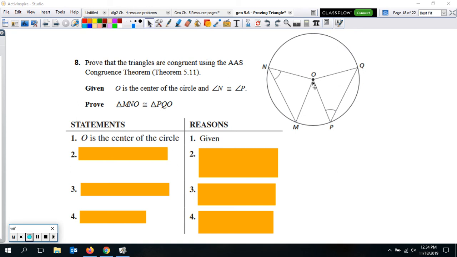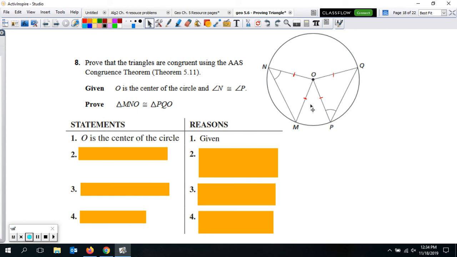So if O is the center, and then we have any line going from the center to the edge of the circle, it's always going to be exactly the same distance. So these are all radiuses. A radius is from the center to the edge of the circle. These are all going to be R, or the radius, which means they're all going to be exactly the same. We know that those are all going to be congruent.